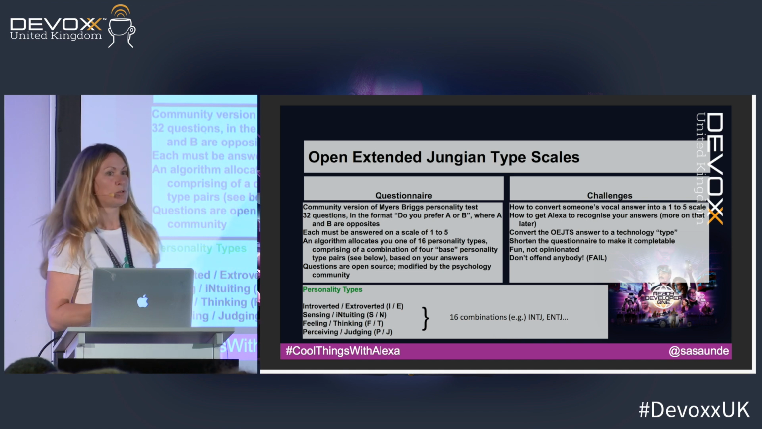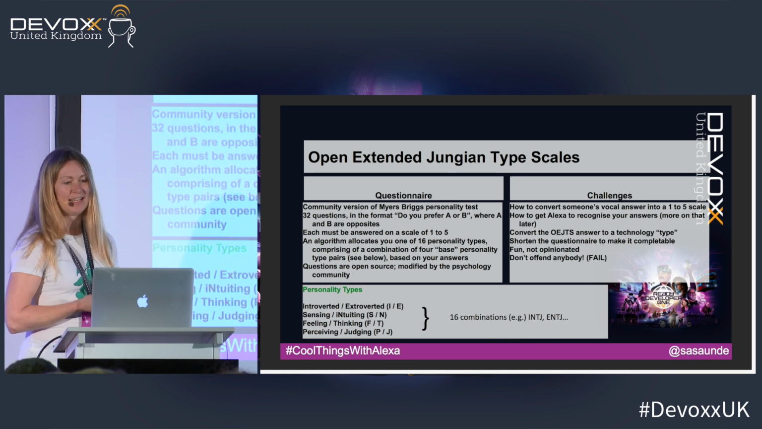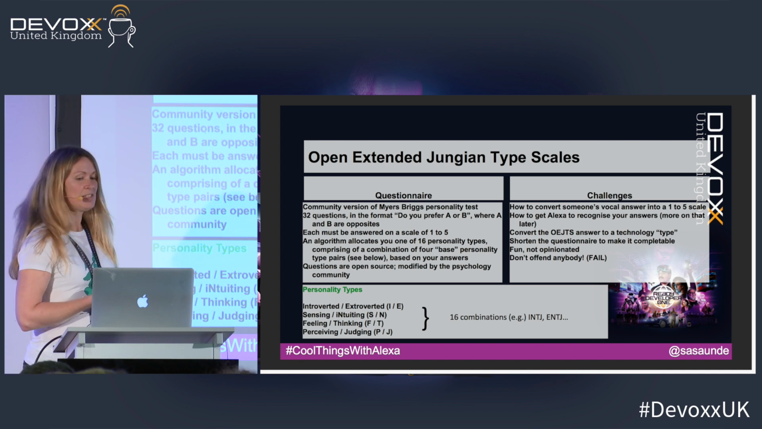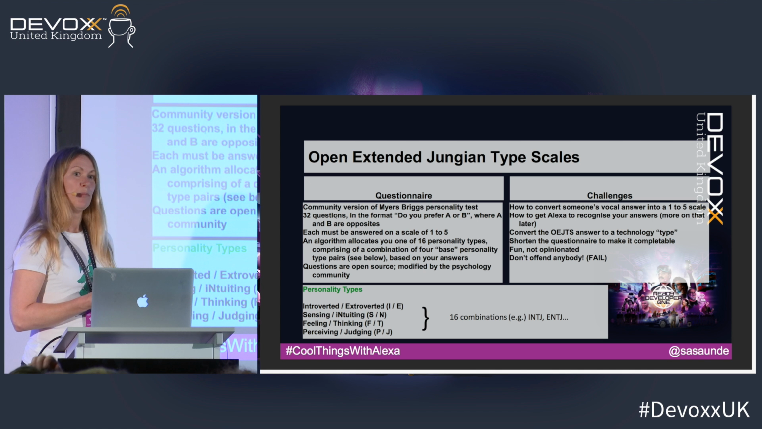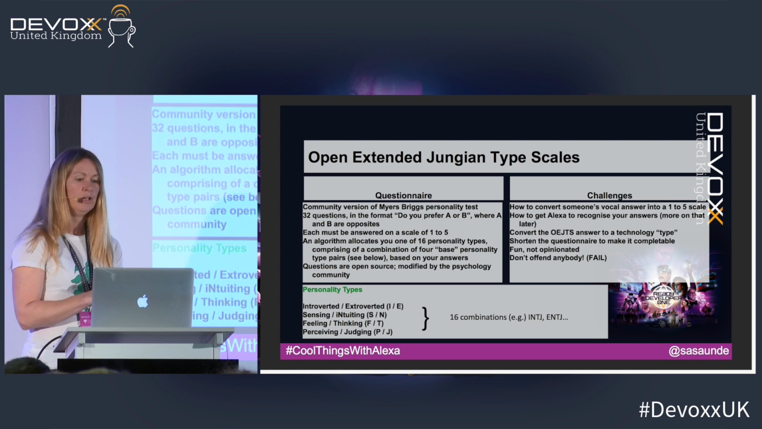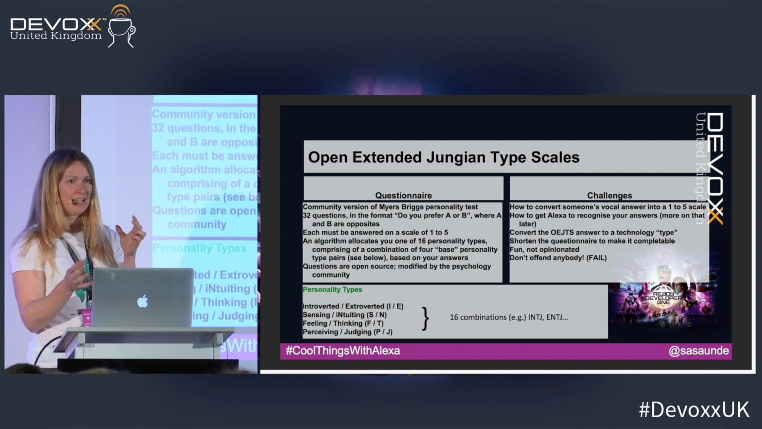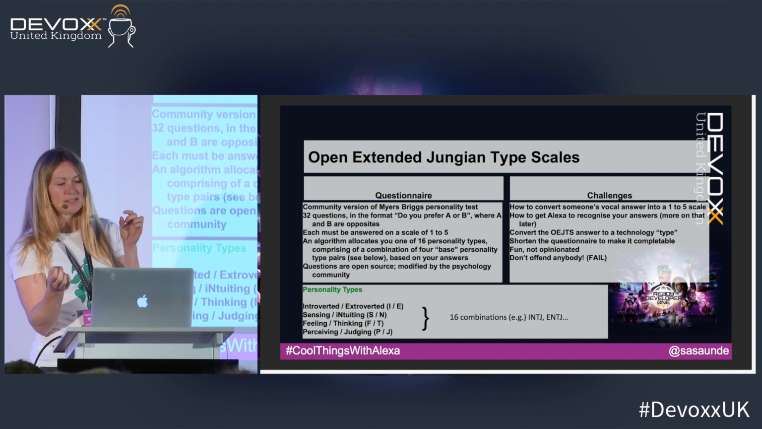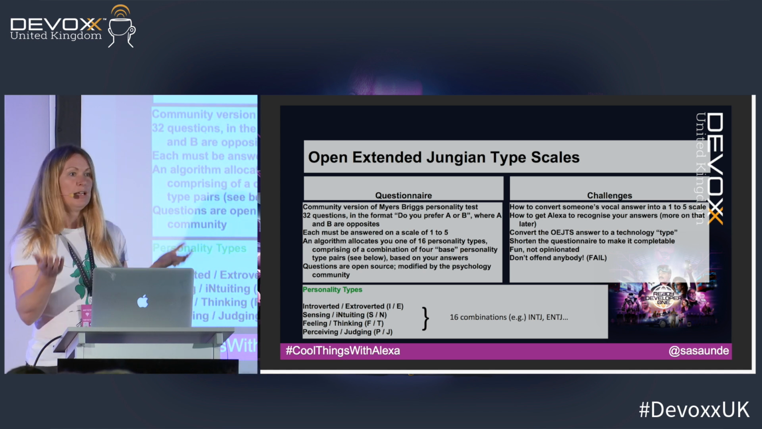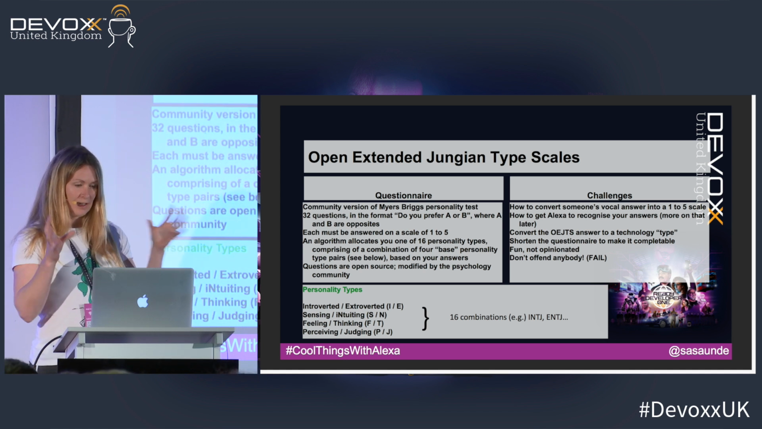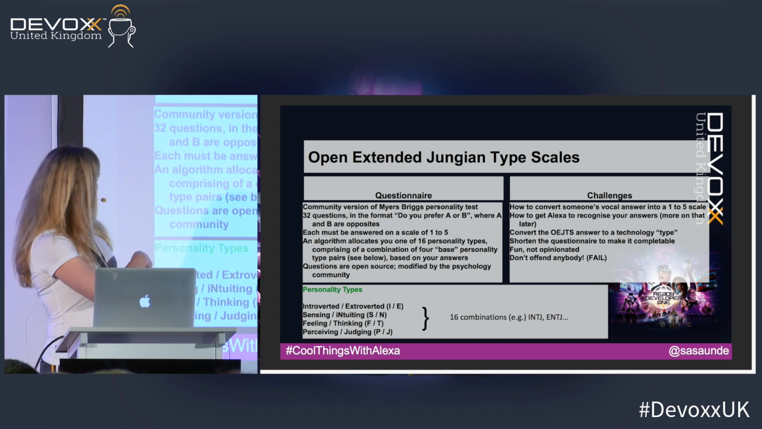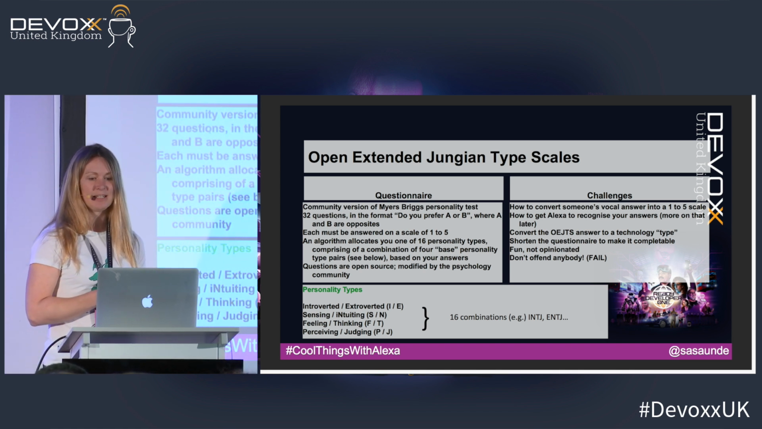So first of all, this is what I decided to build: the open extended Jungian type scales. So as I said, it's an open source version of the Myers-Briggs personality test, which is based on the theories of Carl Jung, who decided that there are these personality types which are opposites. So you can either be introverted or you can be extroverted. So, you know, you're not one or the other. They're different extremes. And Myers and Briggs extended on this. They added the fourth, perceiving, judging personality type.